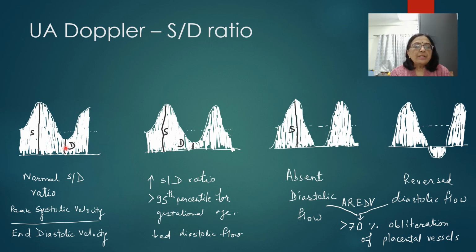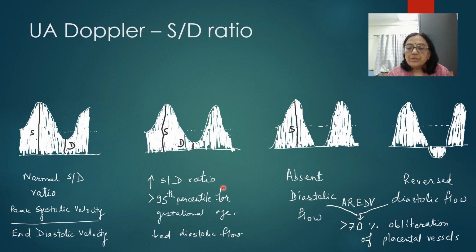This is a normal SD ratio, peak systolic upon end diastolic. This is the blood flowing during systole, and this is the blood flow in diastole. Now, comparatively, as you can appreciate here, in the diastole blood is still flowing, but it is less. Blood velocity has reduced. So what will happen to the ratio is that the SD ratio will be more than the 95th percentile for that gestational age, in other words there is a decreased diastolic flow. Decreased diastolic flow will lead to an increase in SD ratio.